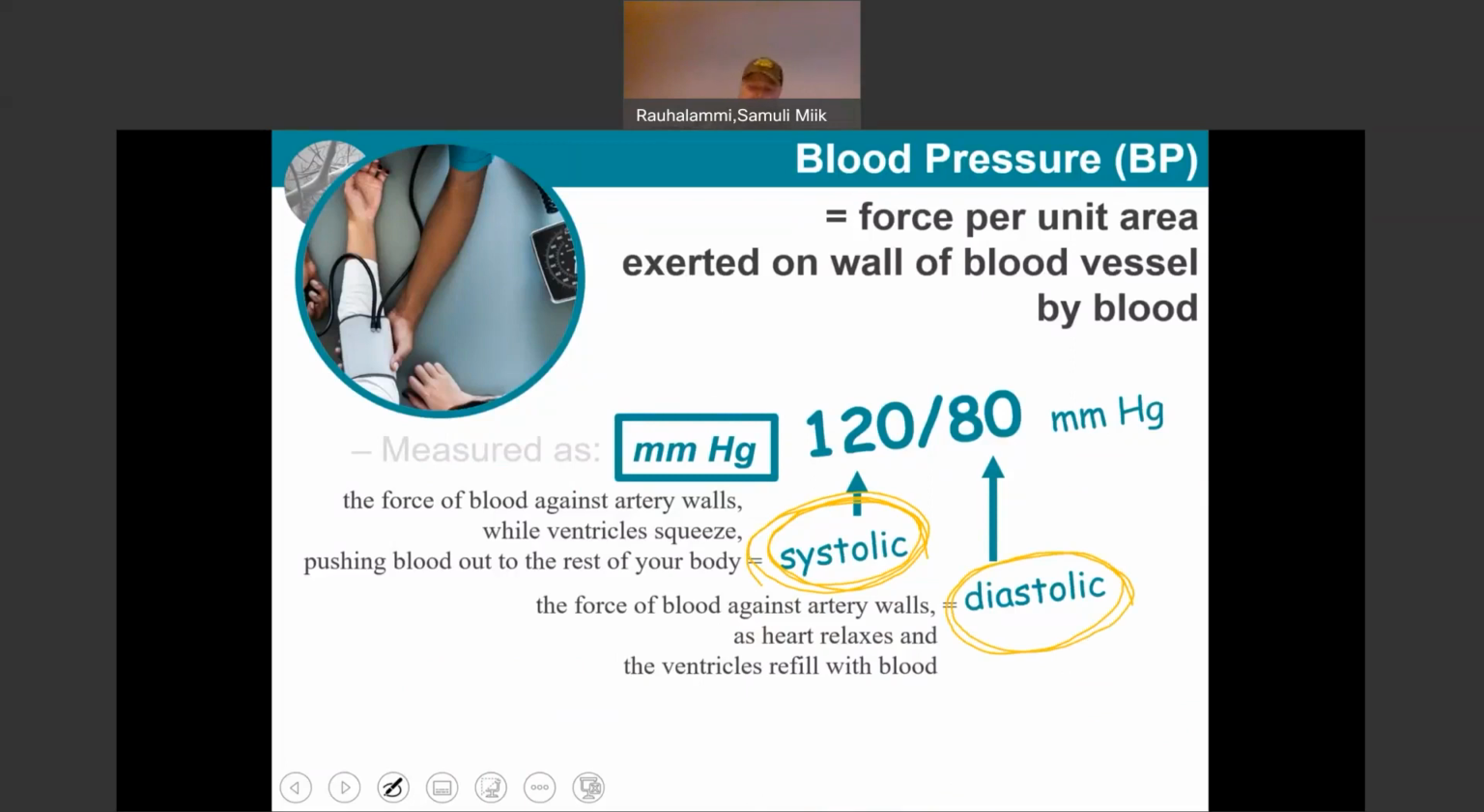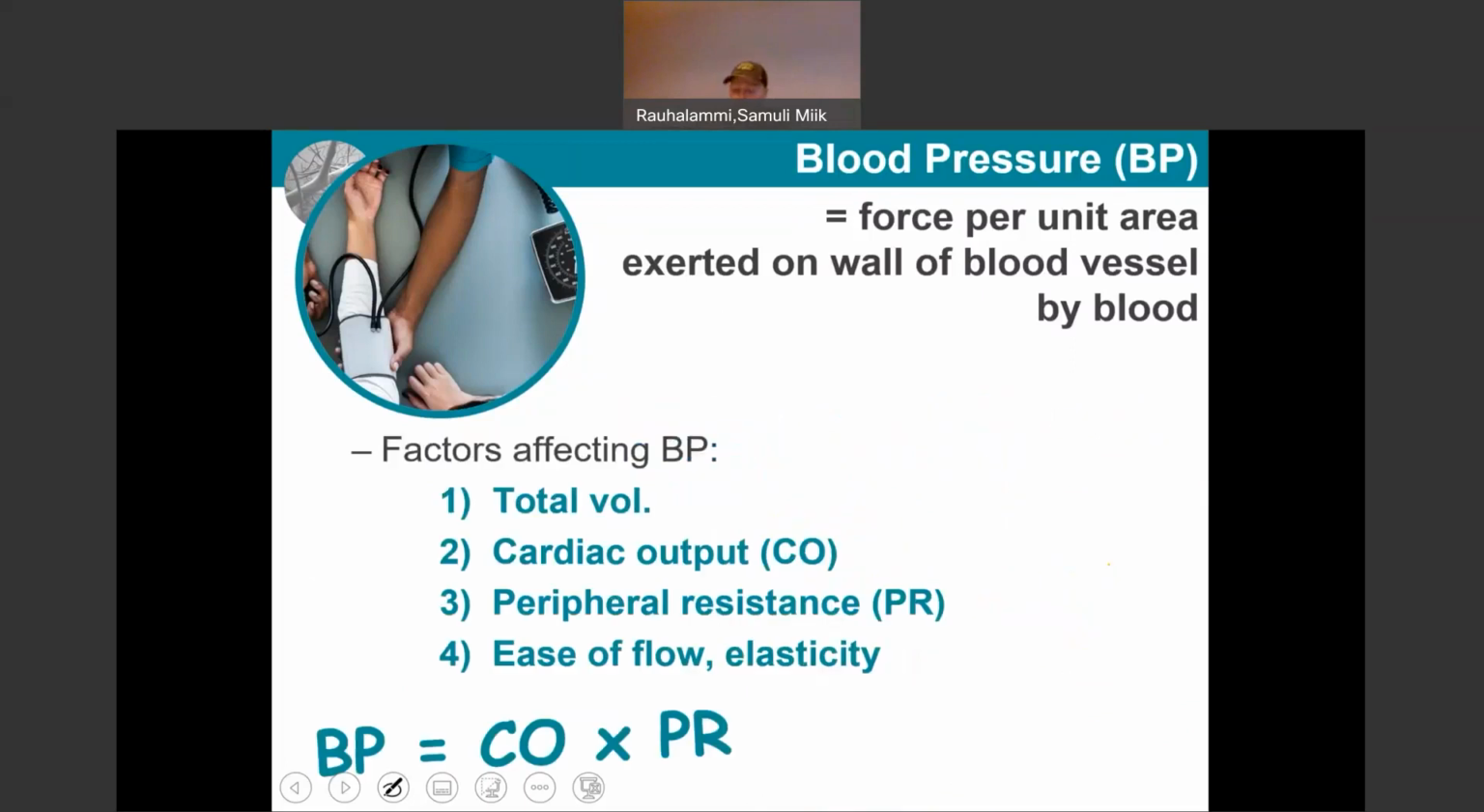There's many different factors that affect our blood pressure, anything from the volume of blood, the cardiac output, resistance to the flow, and so on.